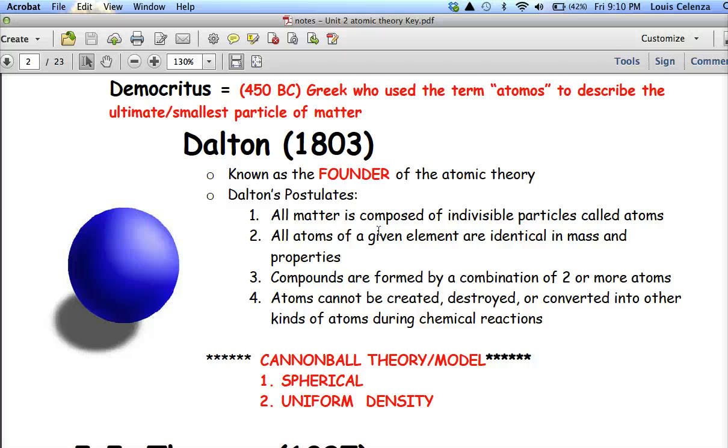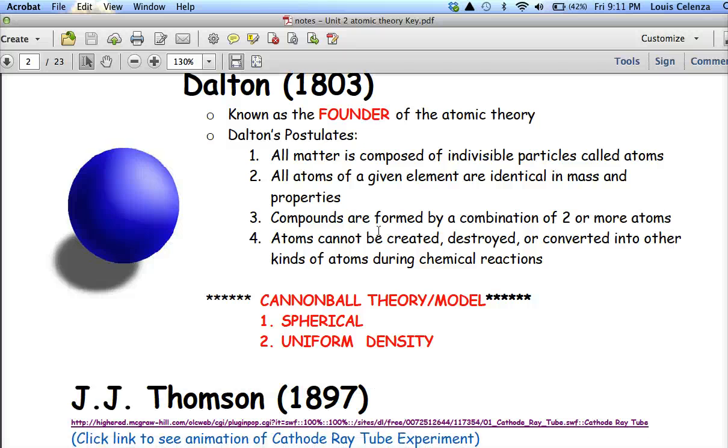Compounds are formed by a combination of 2 or more different atoms. The last one is atoms cannot be created, destroyed, or converted into other kinds of atoms during chemical reactions. So you cannot change one element, hydrogen for example, into another element, lithium, during a chemical reaction. It just cannot happen. It can happen during a nuclear reaction, not a chemical reaction. And chemical reactions basically is 90% of what we look at in this course.